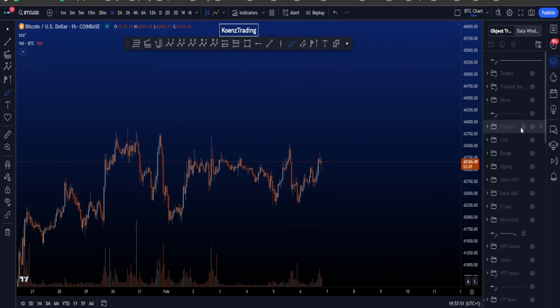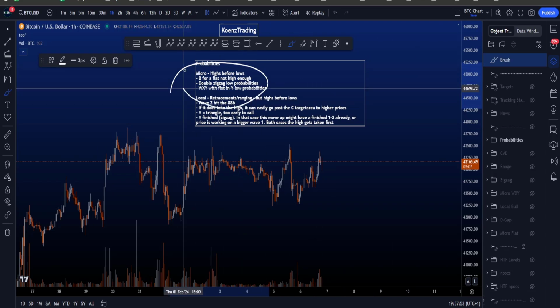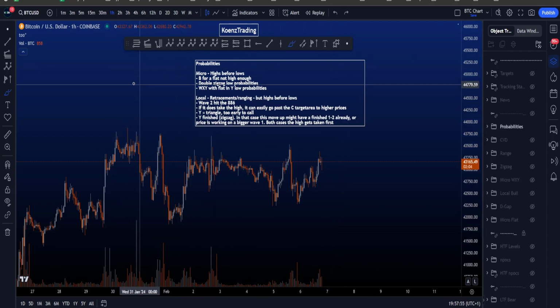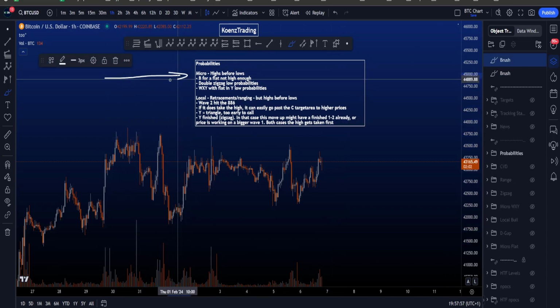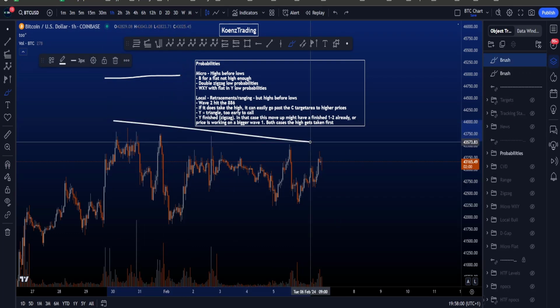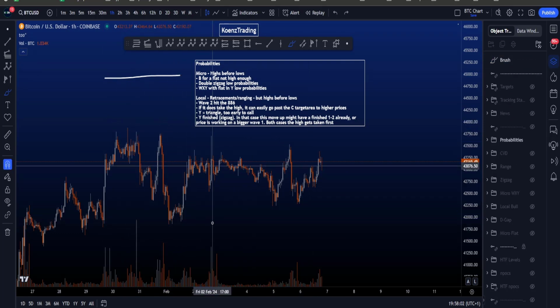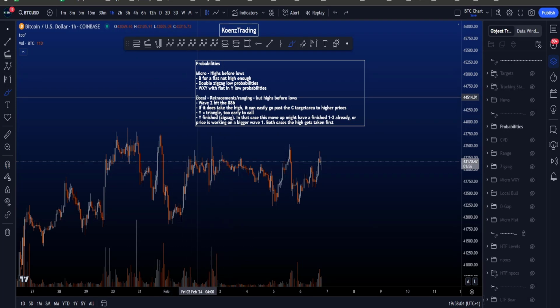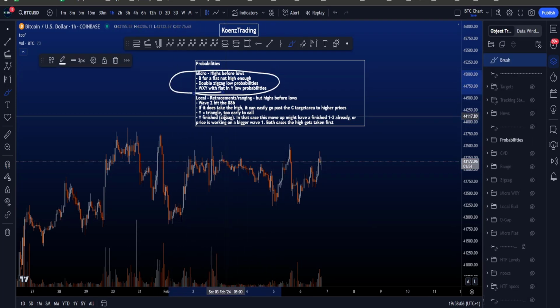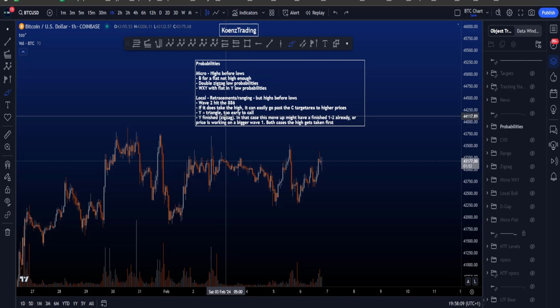And if we then look at the probabilities of the different scenarios, then on the micro in this range over here, the probabilities from an Elliott Wave point of view are at the moment higher to take these highs over here before at a later stage potentially taking the lows. Now a couple of extra information that I wrote in the probabilities, which is good to know.